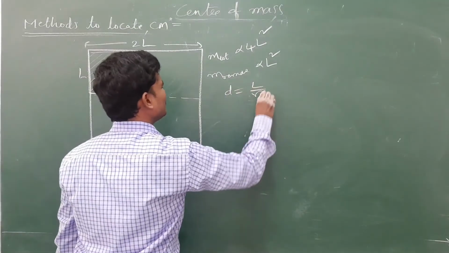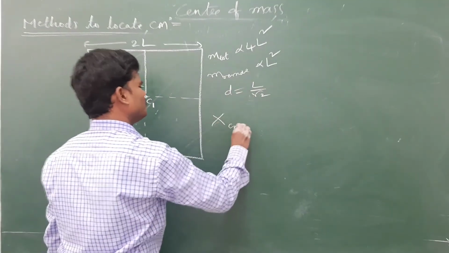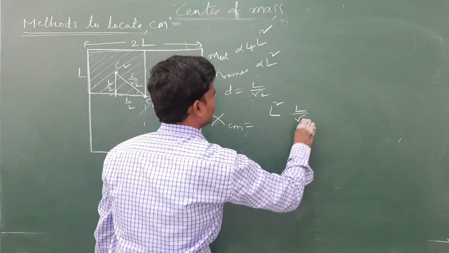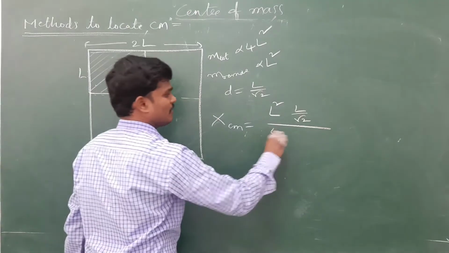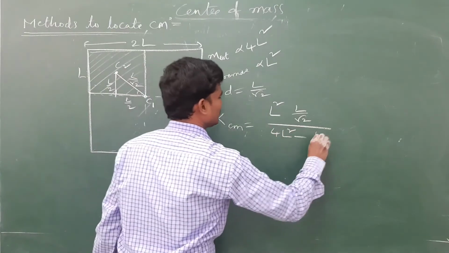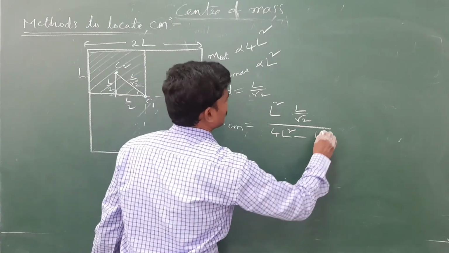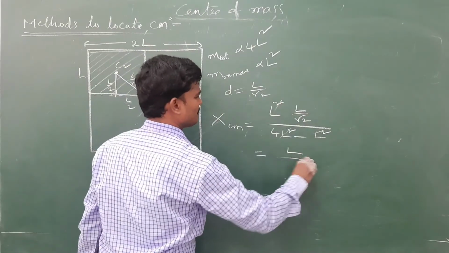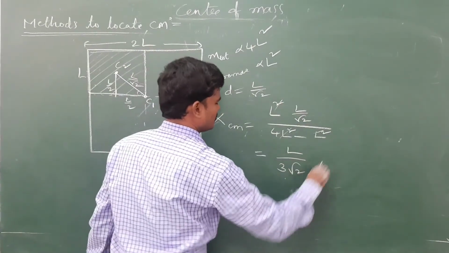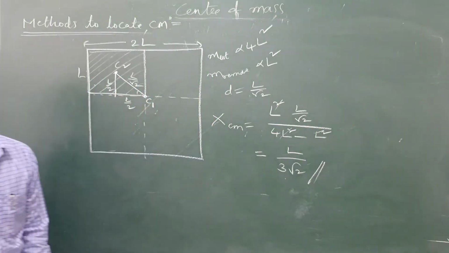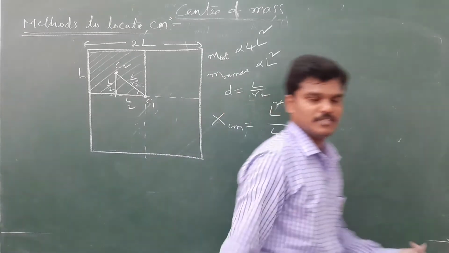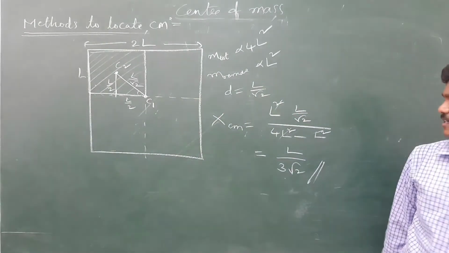L by root 2. Now the shifting of center of mass: removed L square, L by root 2, total mass 4L square, and removed L square. So L square gets cancelled. L by 3 root 2. Okay, if they given L, we can find values, means we can get the answers. L by 3 root 2.